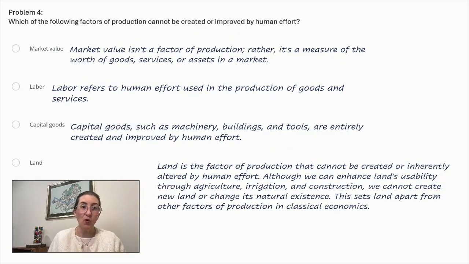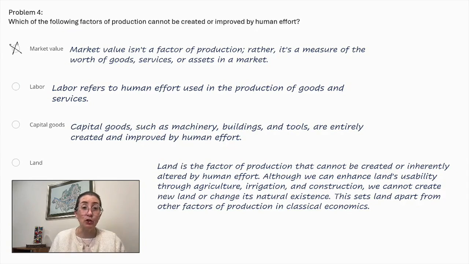Problem number 4. Which of the following factors of production cannot be created or improved by human effort? Market value, labor, capital goods, or land? Market value isn't a factor of production, rather, it's a measure of the worth of goods, services, or assets in a market. So that is not the correct answer.